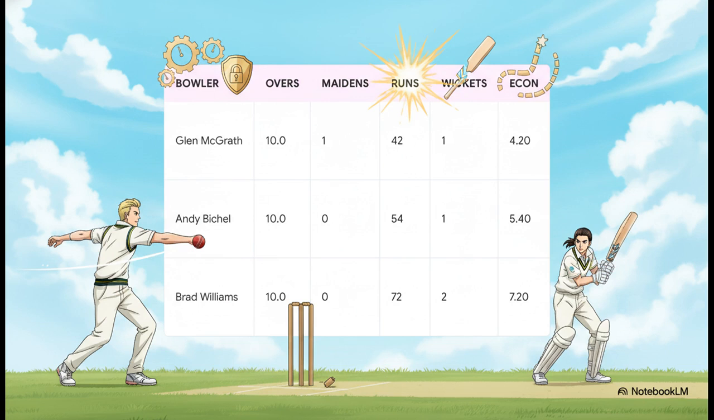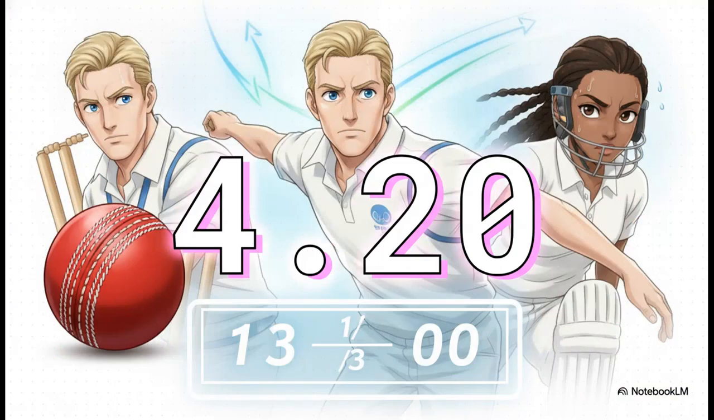Take Glenn McGrath, for example. He bowled his maximum 10 overs. He had 1 maiden, meaning a full over of 6 balls where the batters couldn't score a single run off him. He gave up 42 runs and took 1 wicket. A summary like this instantly tells you who is keeping things tight and who is getting hit out of the park. The really crucial point here is the economy rate, like Glenn McGrath's excellent 4.20.